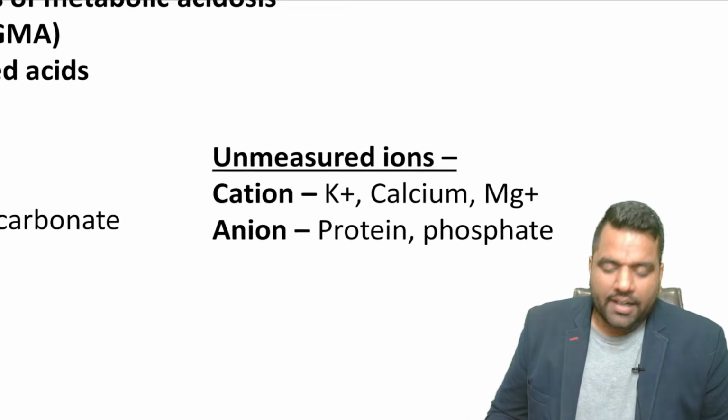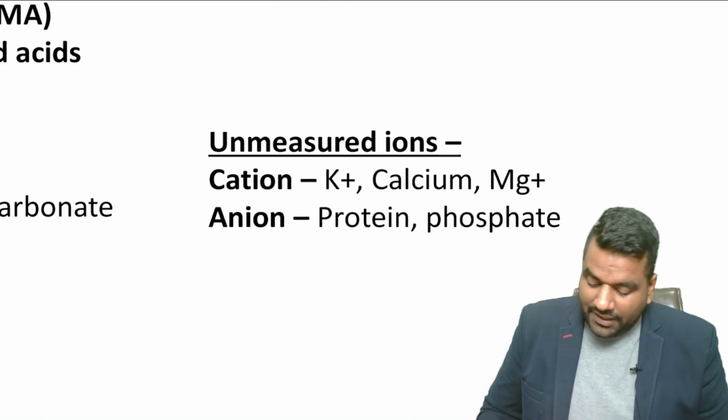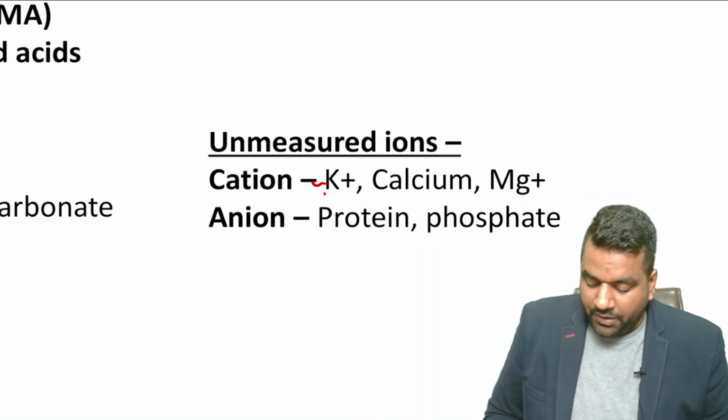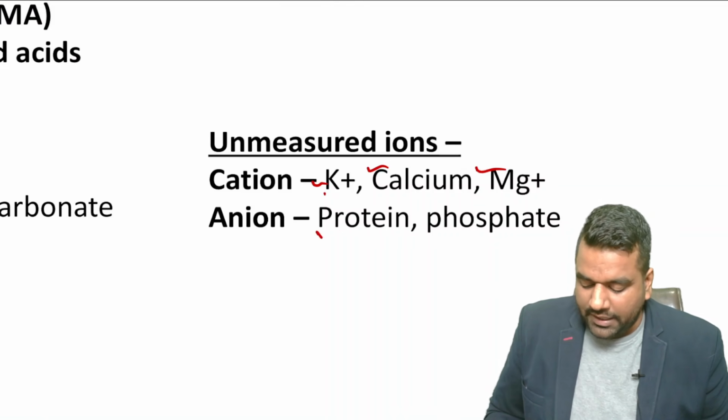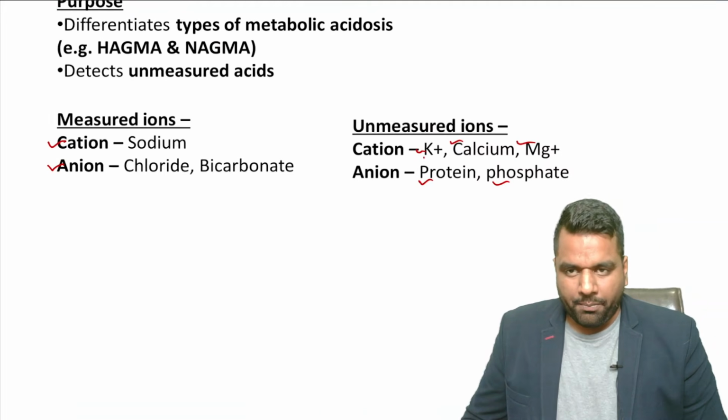But the unmeasured ions, which we are not calculating but which are present in the plasma, are, among the cations, potassium, calcium, and magnesium, and among the anions, protein and phosphate, right? So these we are not going to measure.